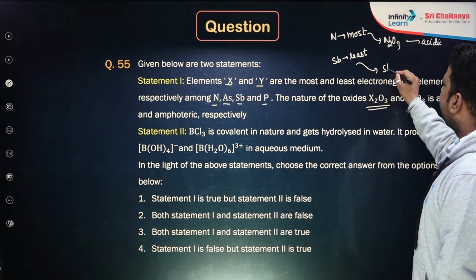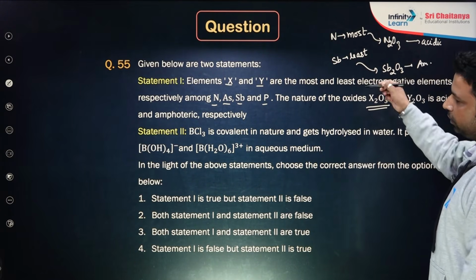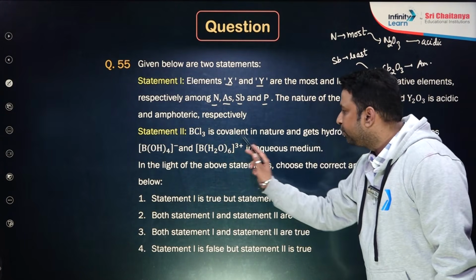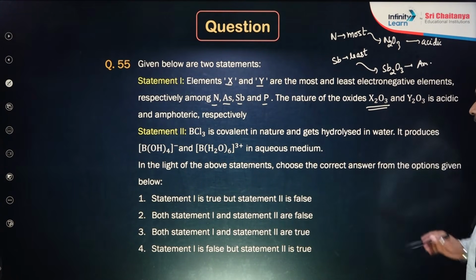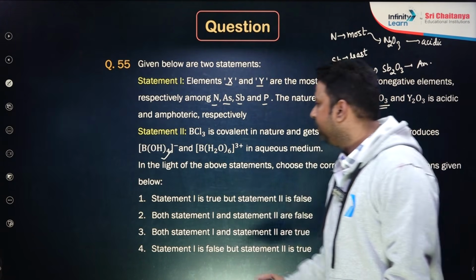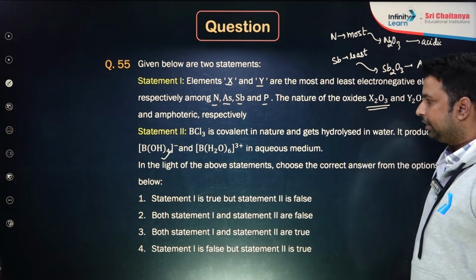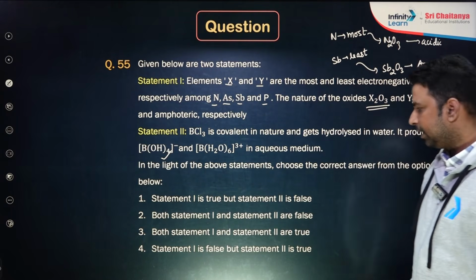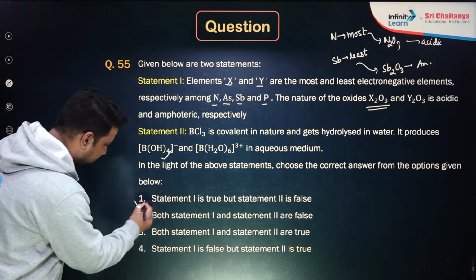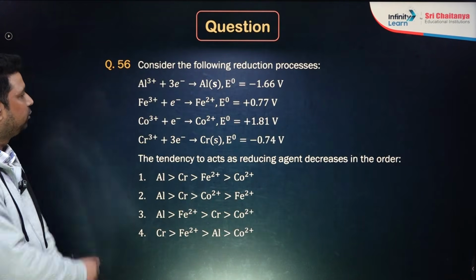And antimony oxide Sb2O3 is amphoteric. So the first statement is correct. The second statement says BCl3 is covalent in nature. It is also correct. Hydrolyzed in water, it produces [B(OH)4]-, which is also correct. But [B(H2O)6]3+ is not possible. So statement 2 is incorrect. Statement 1 is true, statement 2 is false. As I can see, the first option will be your right answer. Come to the next question.